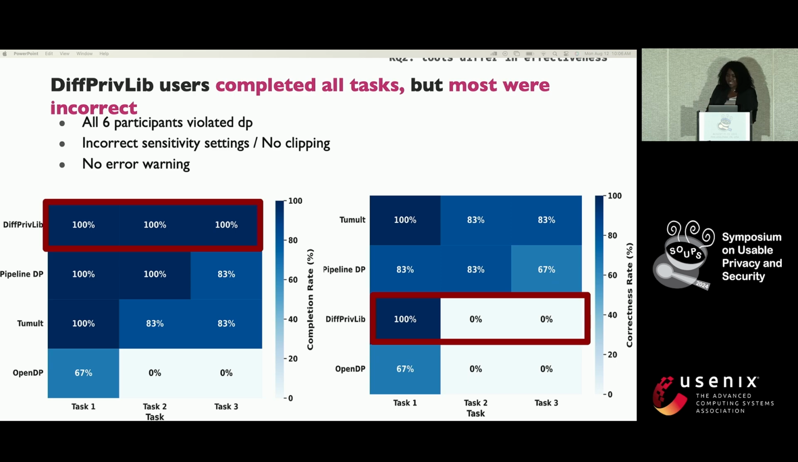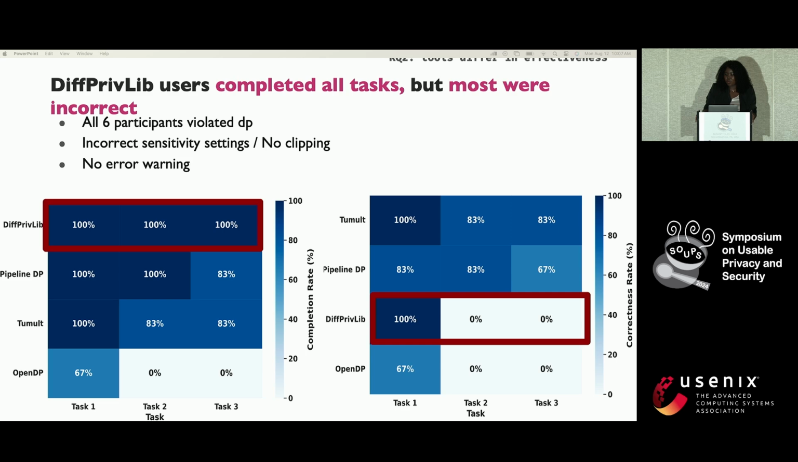So interestingly, when it came to DiffPrivLib, every participant was able to complete all 3 tasks, but there was a significant issue in tasks 2 and 3, where all 6 participants violated differential privacy. This was because most participants did not take sensitivity into account when running their queries. They just used the default sensitivity of 1, which explains why they got the first answer correct, because the sensitivity of the count query is 1.